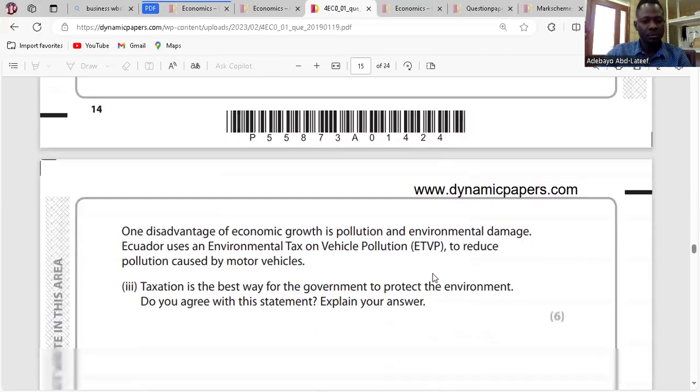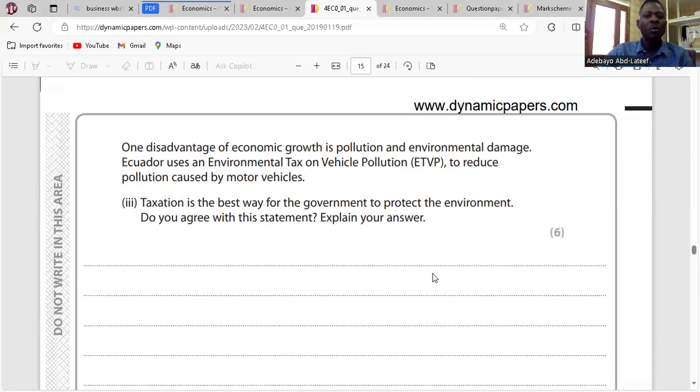Question 3. One disadvantage of economic growth is pollution and environmental damage. Ecuador uses an environmental tax on vehicle pollution to reduce pollution caused by motor vehicles. Taxation is the best way for the government to protect the environment. Do you agree with this statement? I support and I oppose anyway.